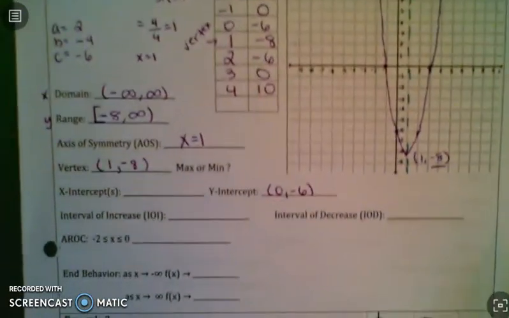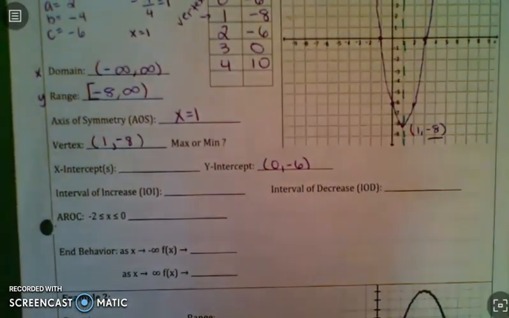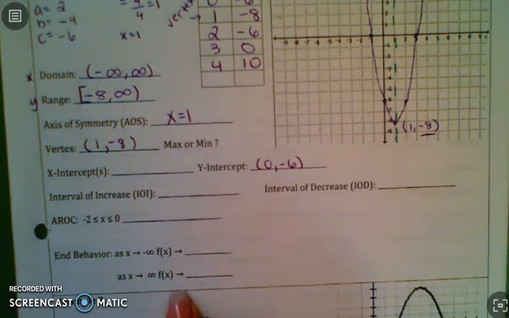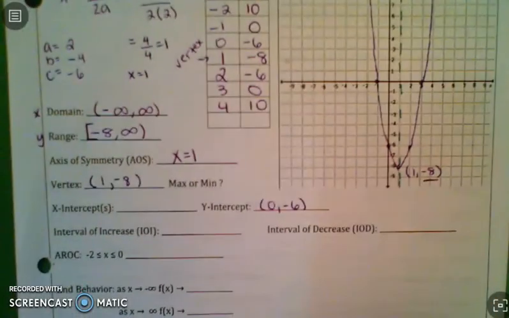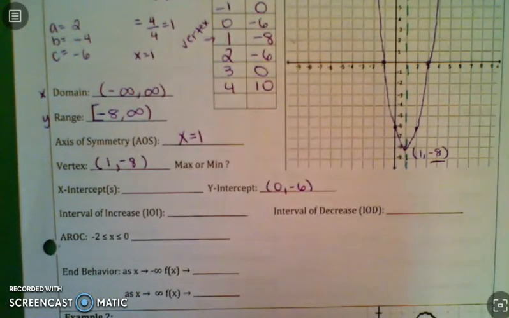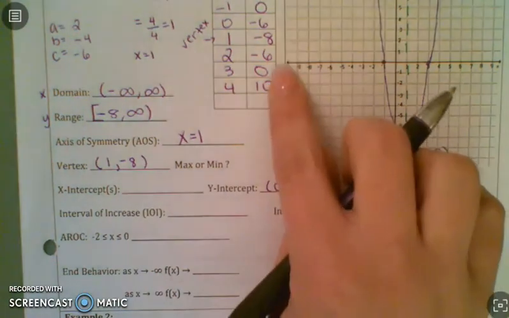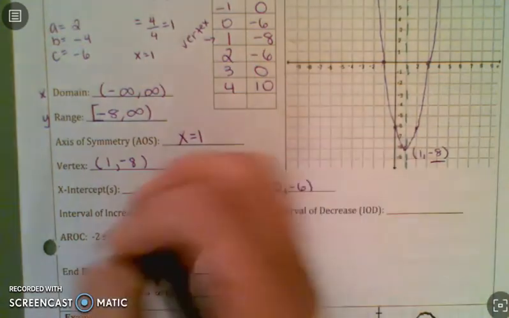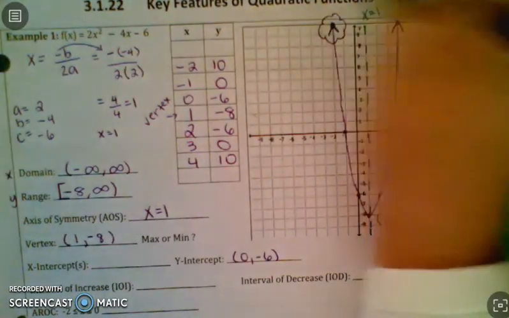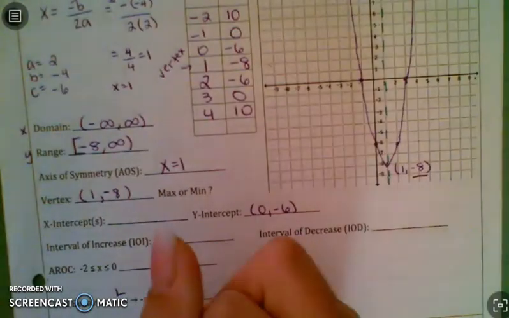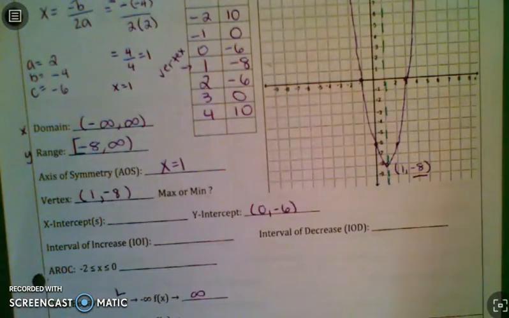So I'm going to skip x-intercepts for a second and go to end behavior, because this is from yesterday. End behavior is just looking at the very ends of our graph. It says as x approaches negative infinity, so as I go to this side, which is the left side, what is my graph doing? I'm looking here, so it's going up. So it's going towards infinity.